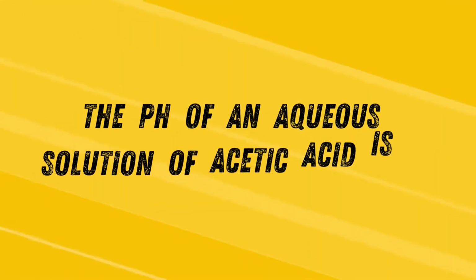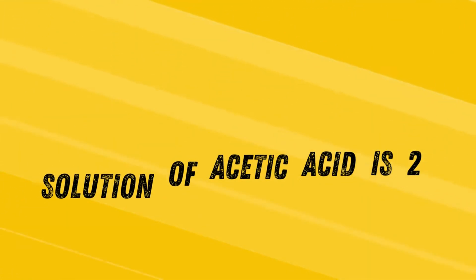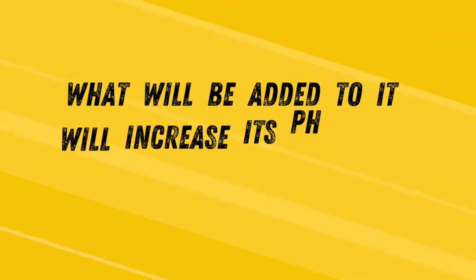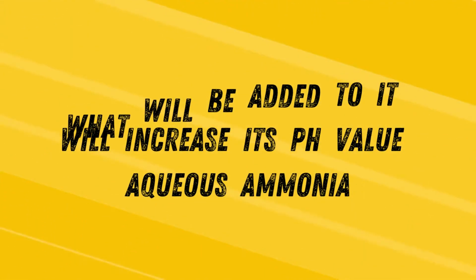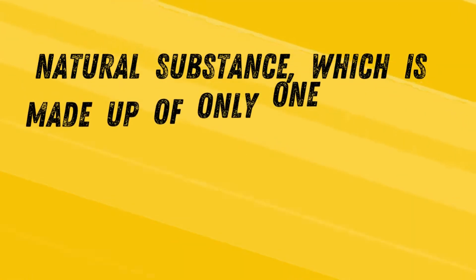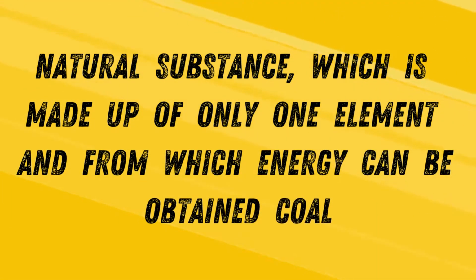The pH of an aqueous solution of acetic acid is 2. What will be added to it to increase its pH value? Aqueous ammonia. A natural substance which is made up of only one element and from which energy can be obtained: coal.